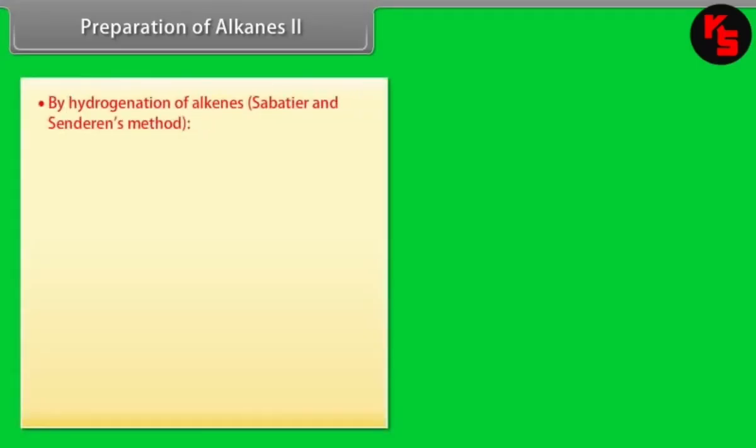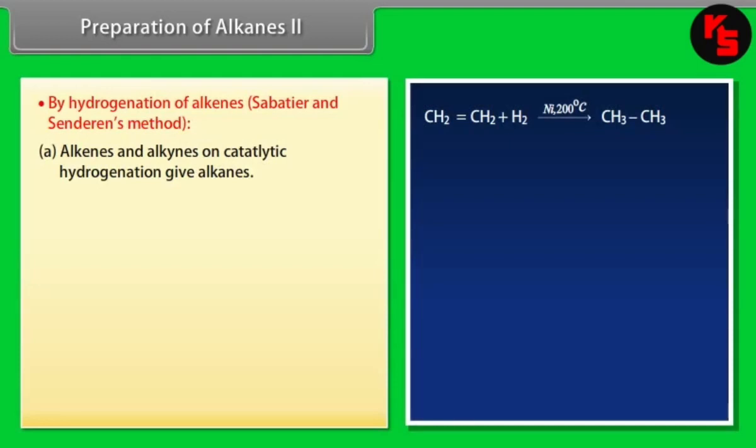Preparation of alkanes, part 2. By hydrogenation of alkenes, Sabatier and Senderens' method. Alkenes and alkynes on catalytic hydrogenation give alkanes.